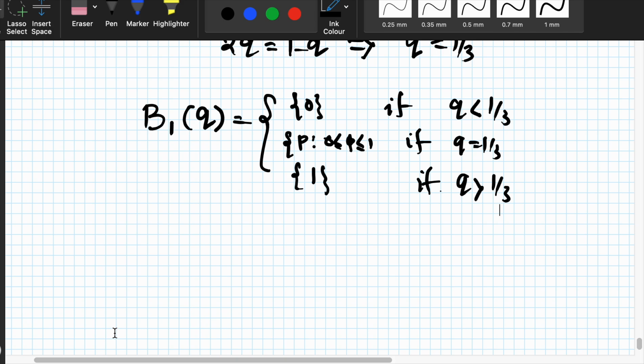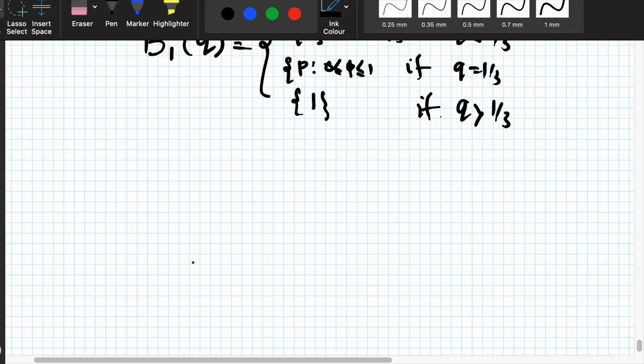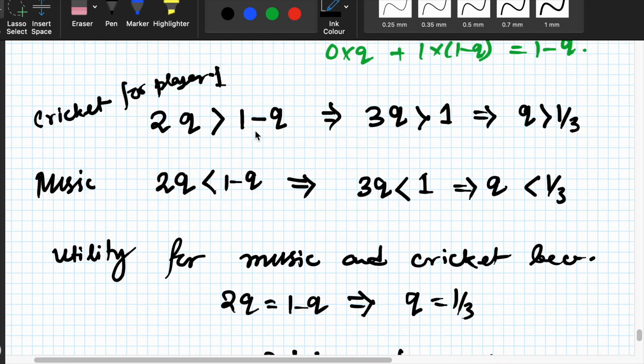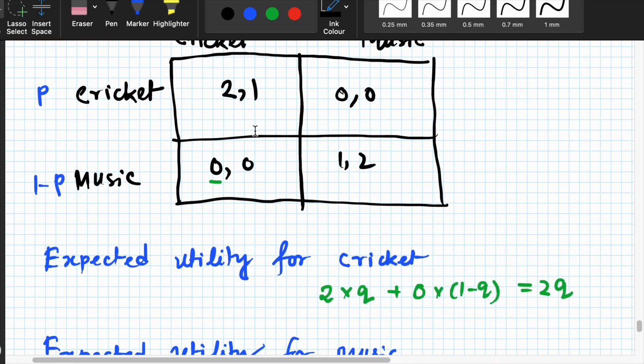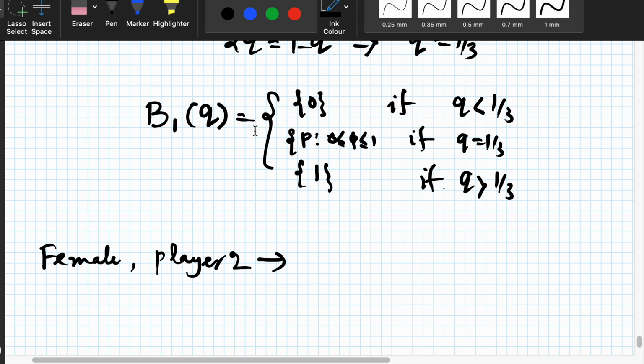Similarly, one can also write the best response function of the opponent. The same will happen for the opponent. Let's find out what the best response function of the opponent is, for the female or player 2. For player 2, you will find what the expected utility for cricket is.